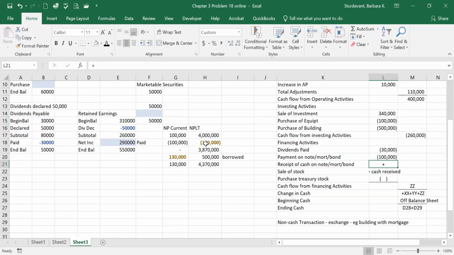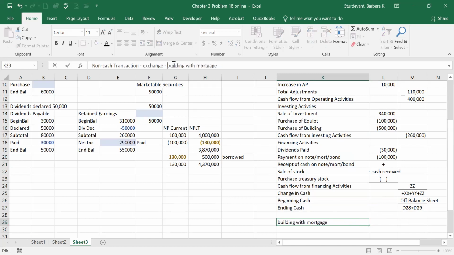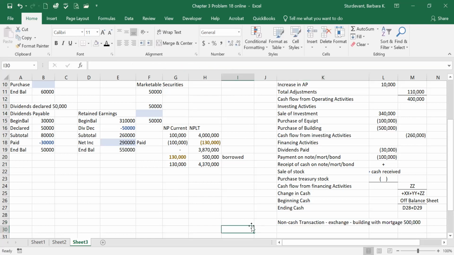Okay. All right, this was just a reclassification. This we already took care of, but we haven't taken care of that yet. What is that one going to be? That's going to go down here. So all you're going to do is put it down there, and all you do is just say what it is. So it was the purchase of a building with a mortgage. So now I know that I've got that included, but it didn't affect cash flow.